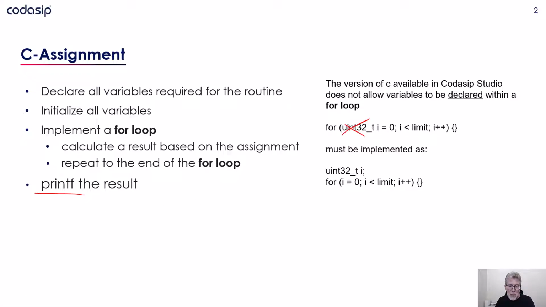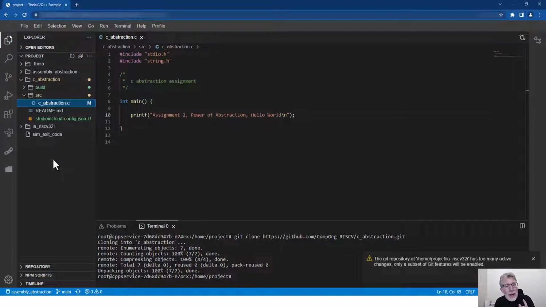Now let's take a look at Codasip Studio and exactly how you would actually debug or run your C program. Early in the assignment, you should have imported three projects. One is the assembly abstraction, which will be used for checkpoint 2, then the C abstraction, which you'll be using for this checkpoint 1, and the IA RISC32I. You might have had this already imported from assignment 1. If you did, you do not have to re-import it for assignment 2.